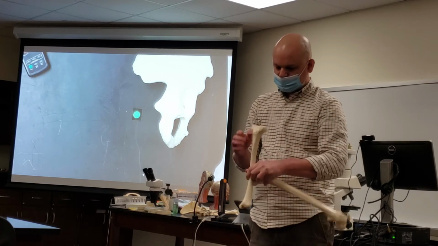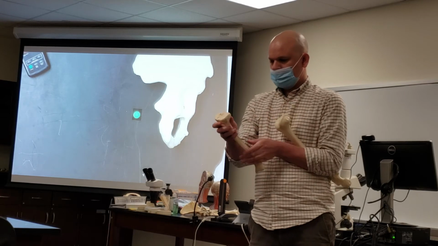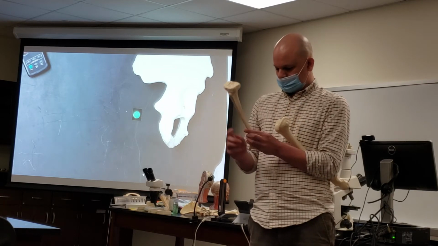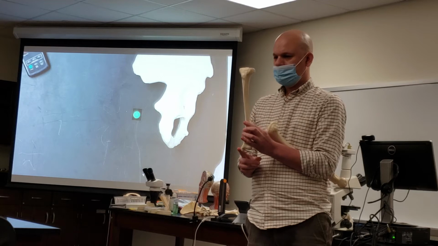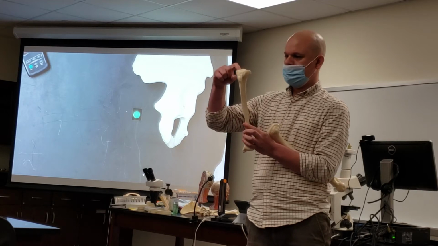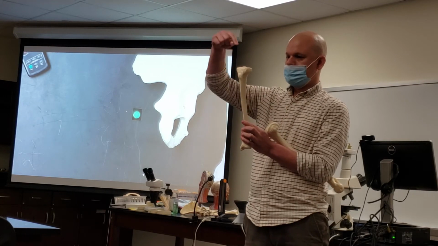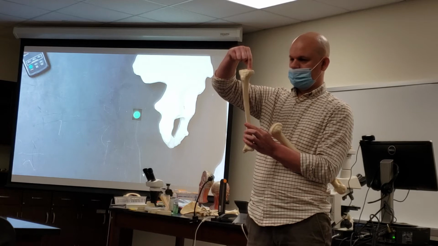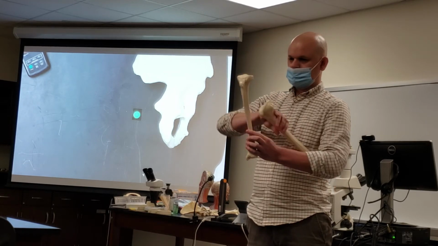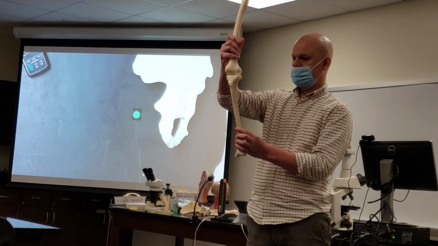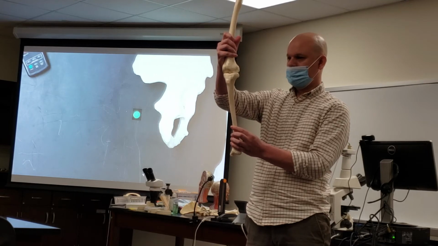On the proximal end of the tibia, this is going to be the medial condyle, because you can see the medial malleolus here. So medial condyle, and this is the lateral condyle, which will articulate with the condyles on the femur.